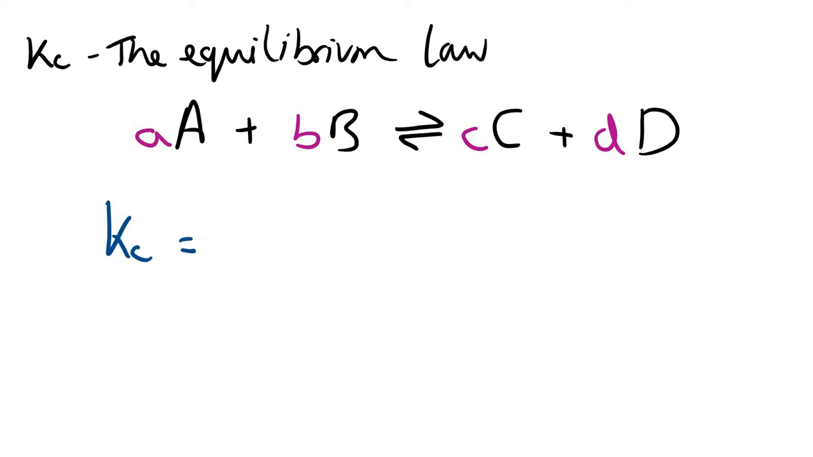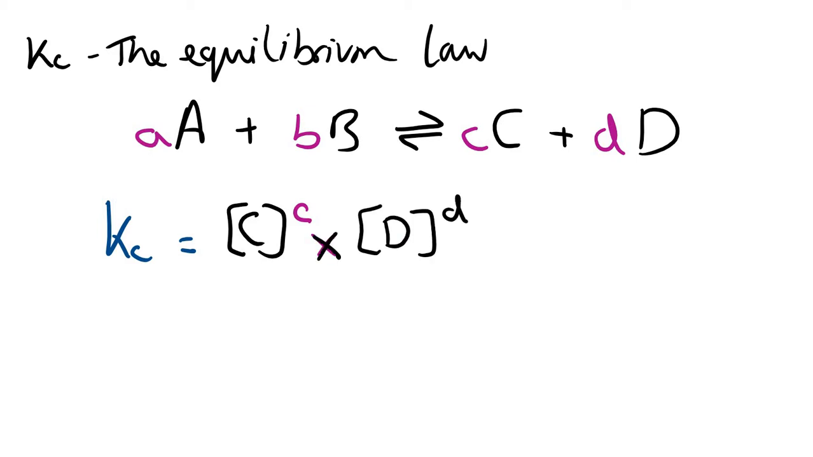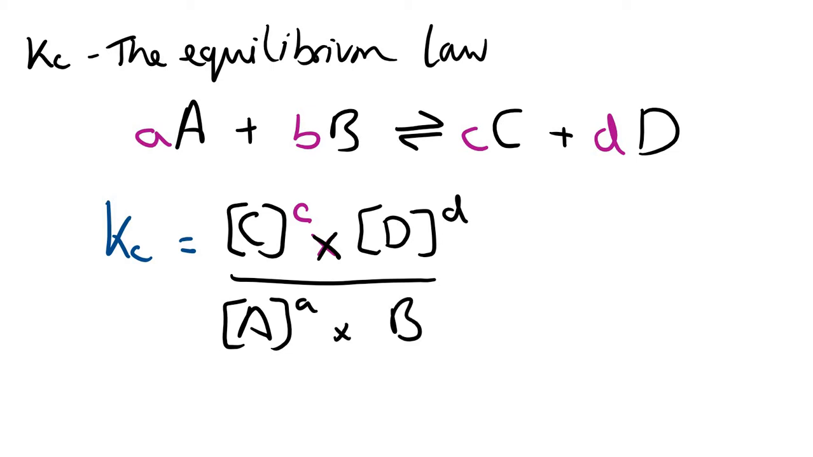Kc is equal to the concentration of the product to the power of its number of moles times the concentration of the other product to its number of moles according to the balanced equation, divided by the concentration of A to the power of a times B to the power of b. So we basically take the concentration of each species in the reaction and put it to the power of the number of moles of that species involved in the reaction according to the balanced equation. And that's how we work out Kc.